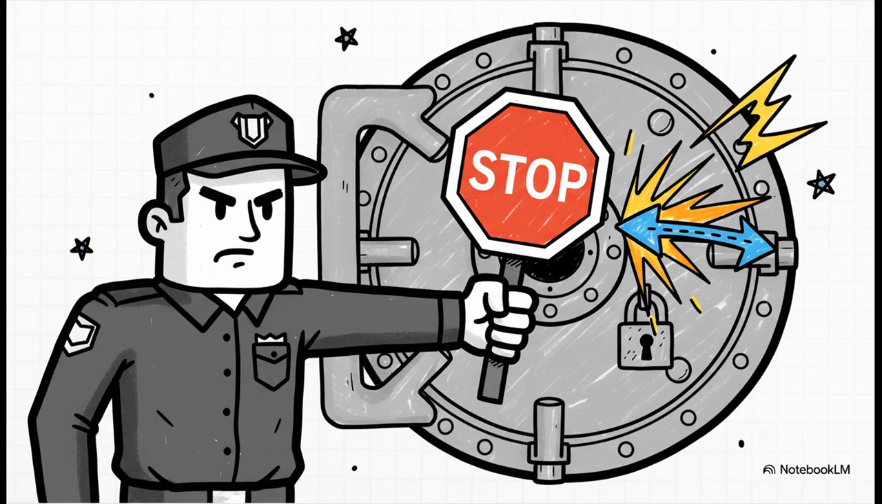The compiler acts as an uncompromising, strict security guard. If it sees outside code trying to touch private data, it stops the whole program dead in its tracks and throws an error to protect that vault.